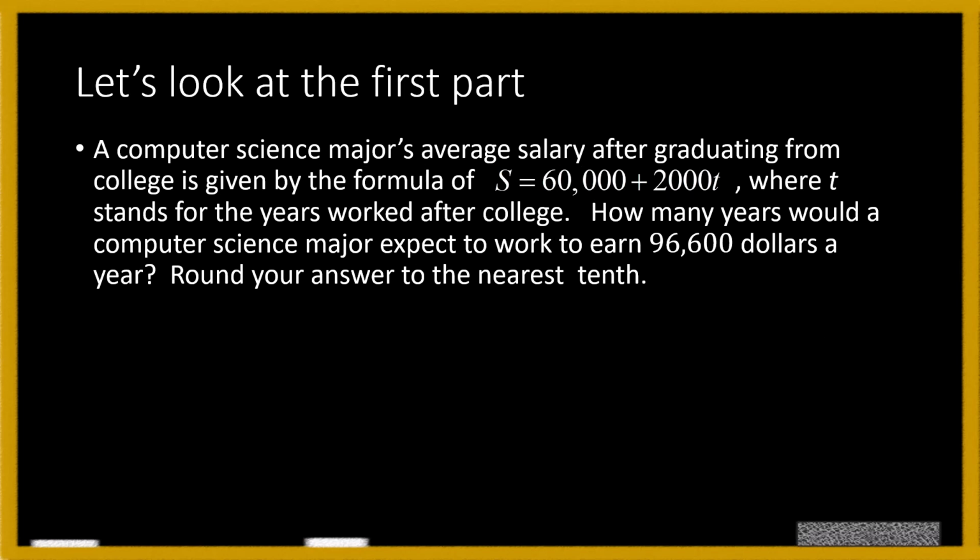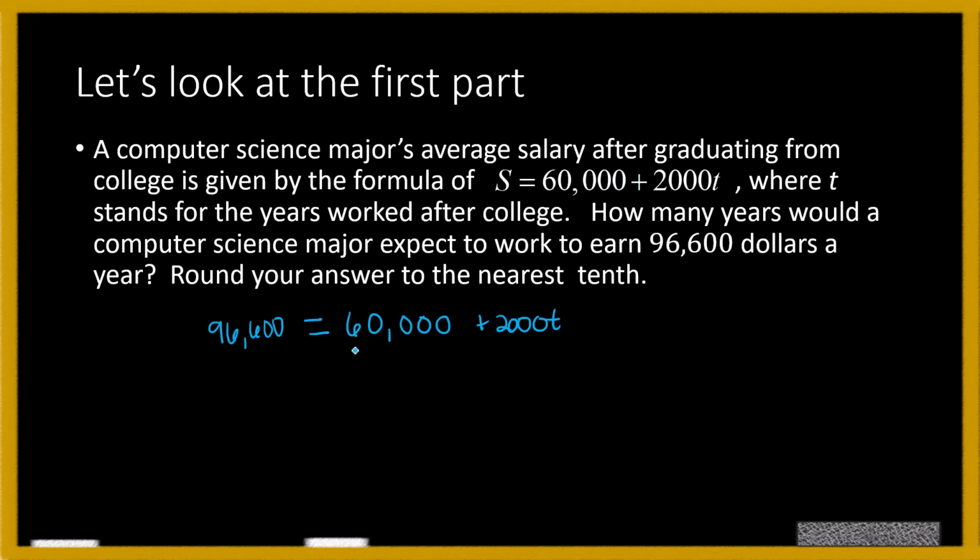We can see here that we have a formula of S equals 60,000 plus 2,000T, and that's going to give us the formula for the salary. So we're going to need to start with that. So I'm going to go ahead and write the salary down here. The salary is equal to 60,000 plus 2,000T. Now, we're saying that the salary needs to be at least 96,600. So I need to make this into an inequality.